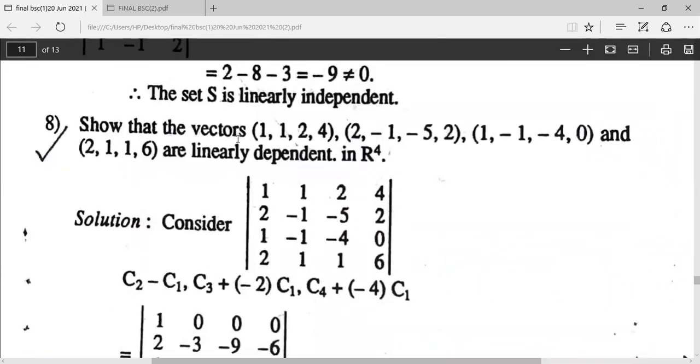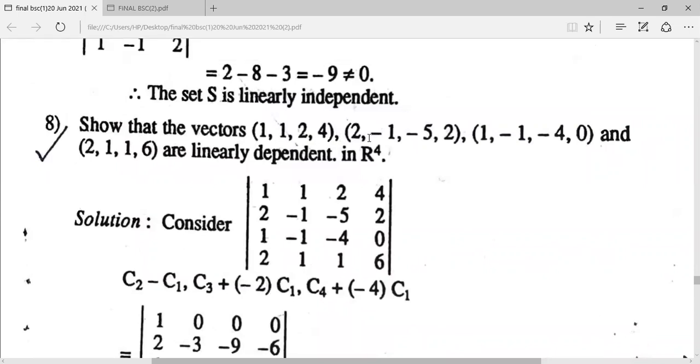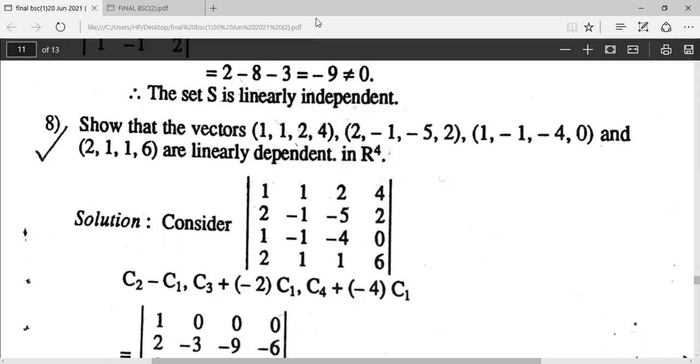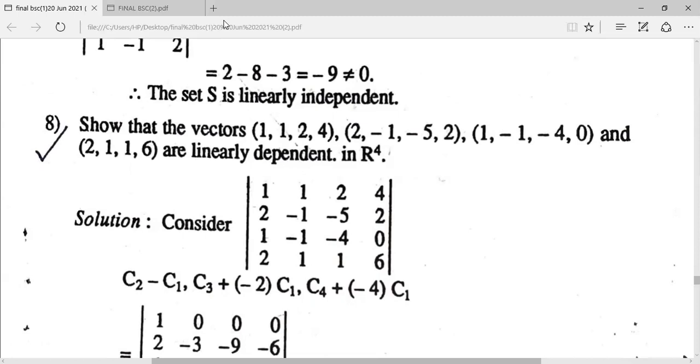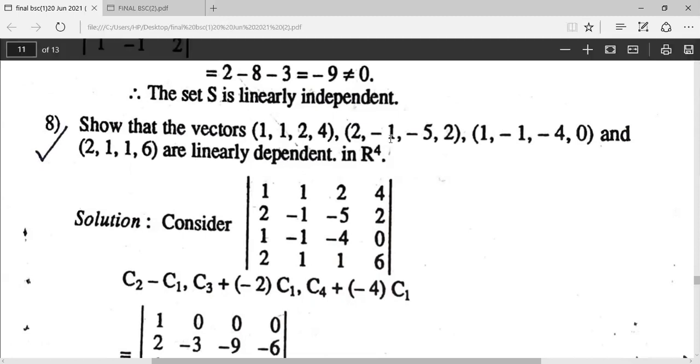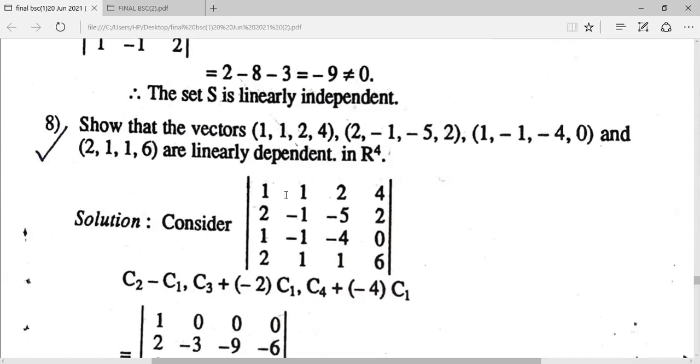Show that the vectors (1, 1, 2, 4), it is a 4-dimensional vector, (2, -1, -5, 2), (1, -1, -4, 0), and (2, 1, 1, 6) are linearly dependent in V4(R). V4(R) is nothing but the 4-dimensional vector space, R to the power 4. Again, using that property extended to 4 dimensions.